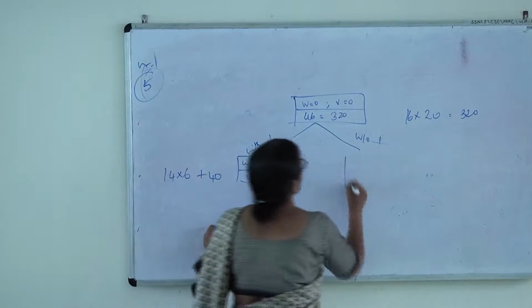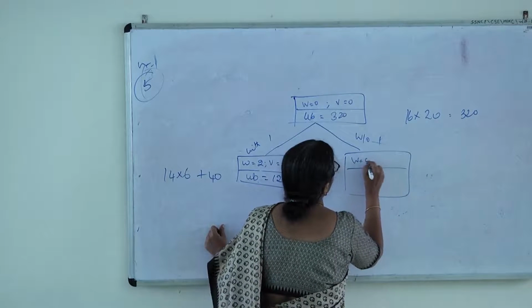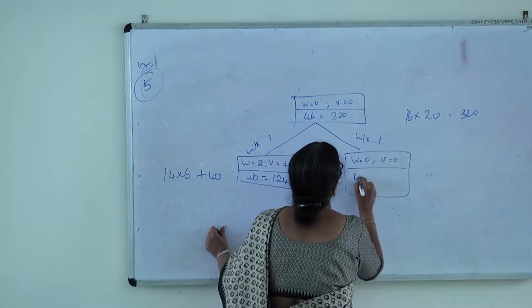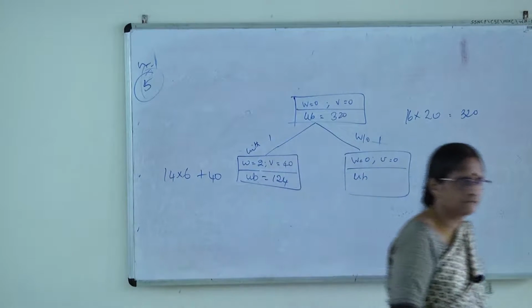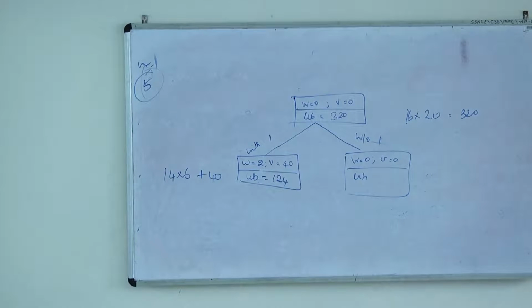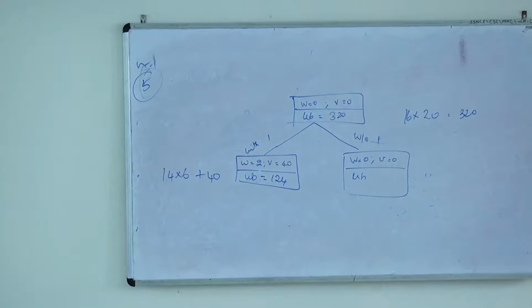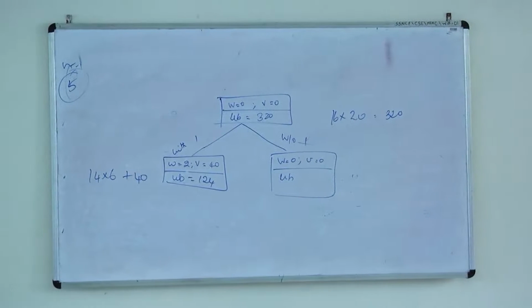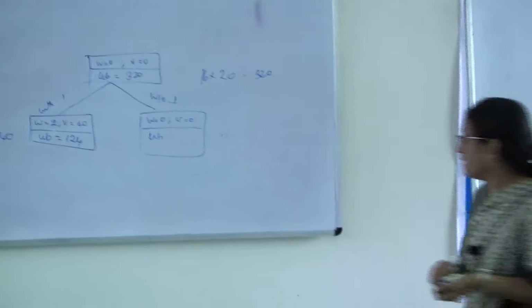Okay. This is without 1. I have not picked up anything. The value is 0. Will the upper bound change? Change? Yes, because without 1, I have removed the first item, I am not going to consider it in that branch. I have taken the decision. So what is the most valuable available now? Only 6. So what is the total capacity? 16. So 16 into 6 will be the upper bound for this branch.